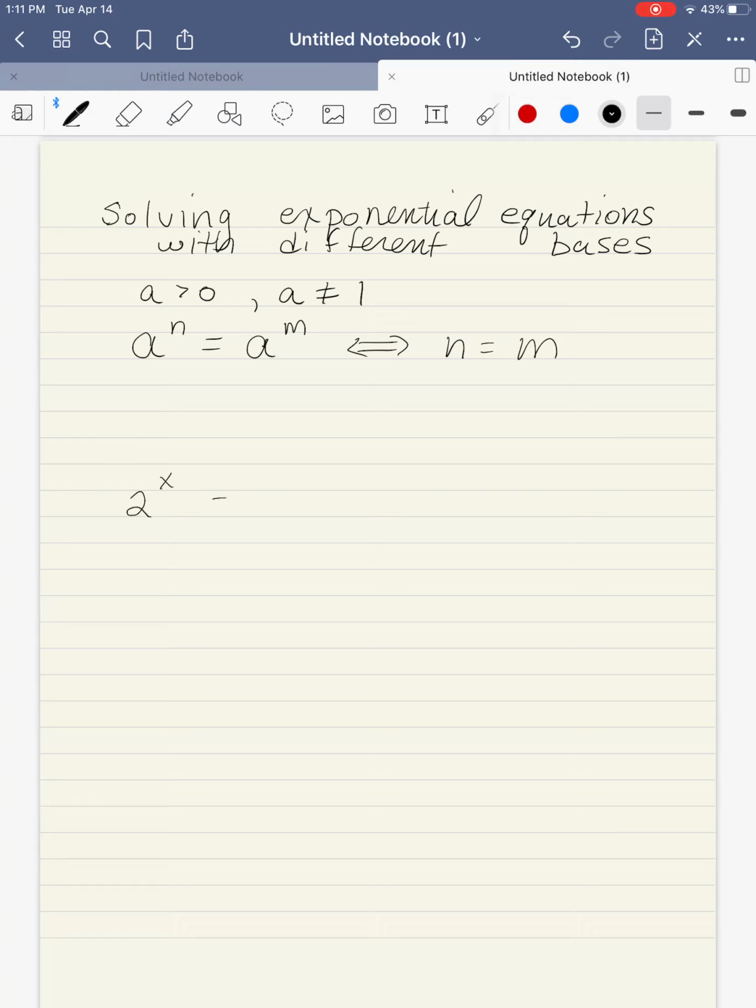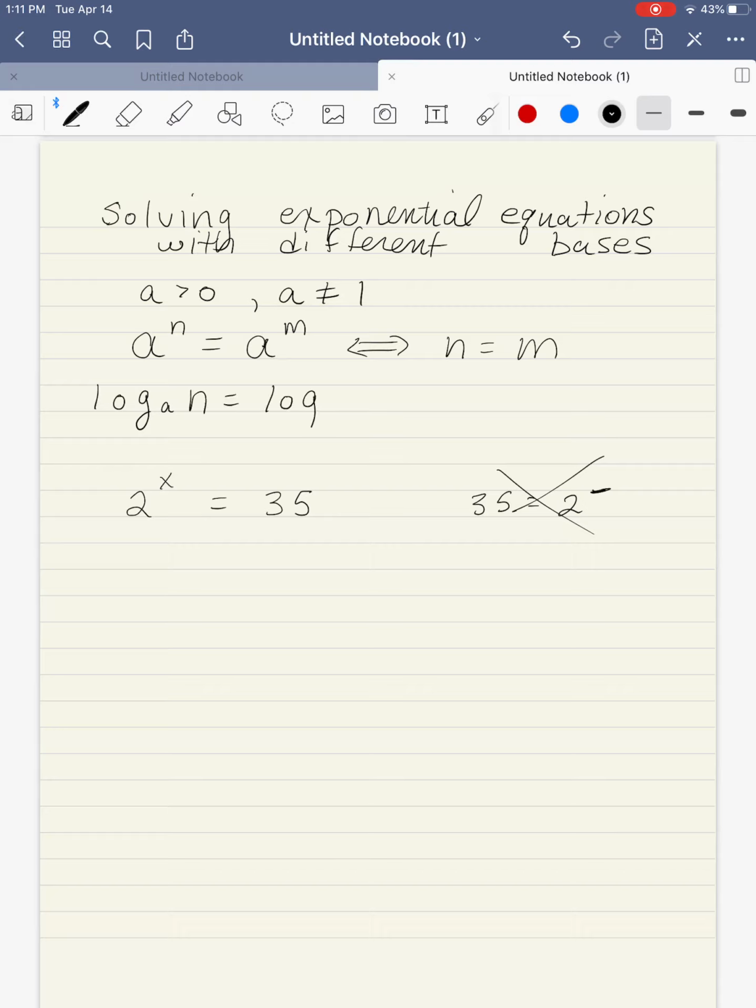For instance, let's say that we have 2 to the x power equals 35. If I multiply 2 times itself repeatedly, 2 times 2 is 4, times 2 is 8, times 2 is 16, times 2 is 32, times 2 is 64. I cannot write 35 as 2 to some power. I can't do that easily with an integer. So I'm going to have to use a completely different process here.